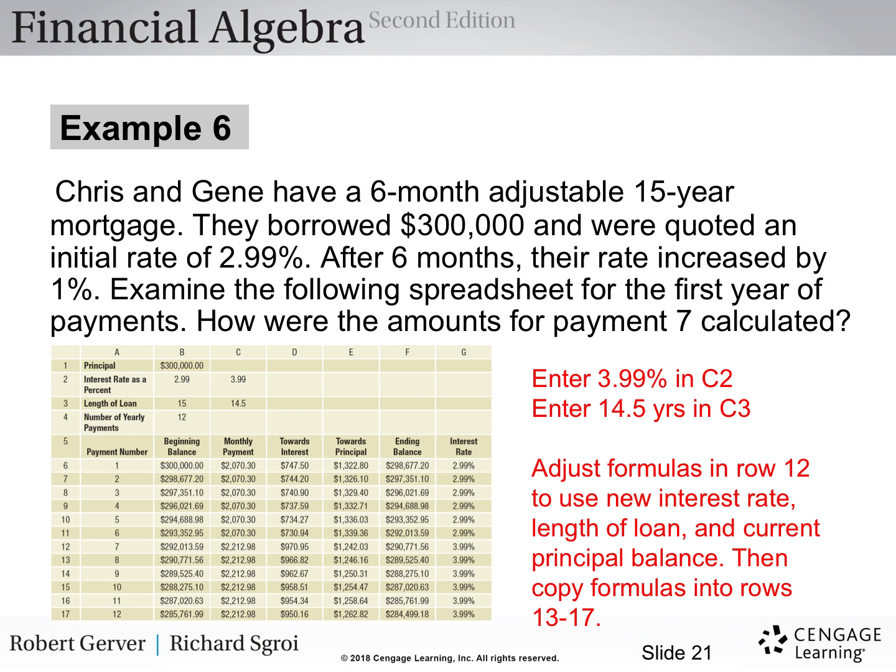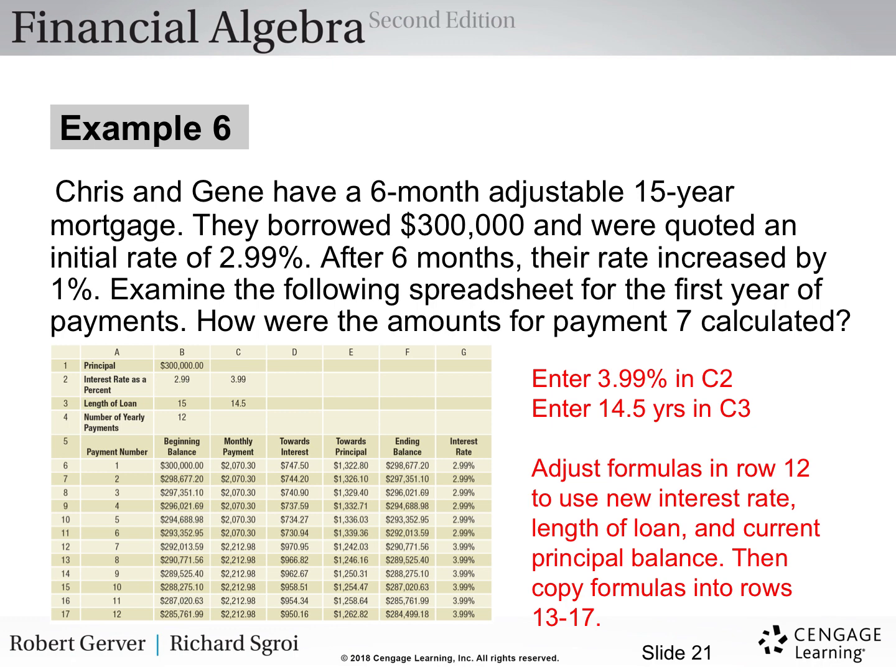Well, first of all, you'll notice that in location C2, they had to change the interest rate. Originally, it was 2.99 as it was in B2, but now it's going to be 3.99, and that's in cell location C2. They also had to enter 14.5 years in C3. Originally, in B3, it listed 15 years, but now 6 months has gone by, so in C3, they're going to put in 14.5 years.